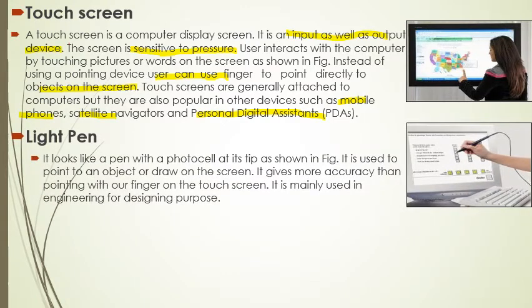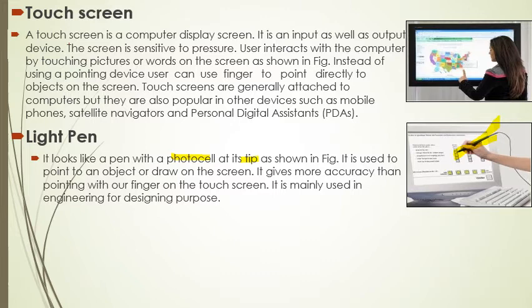Another pointing device is a light pen. Let's discuss the light pen. It is just like a pen which has a photo cell at the tip, as shown in the figure. I'm talking about this one. It is used to point to an object or draw something on a screen.